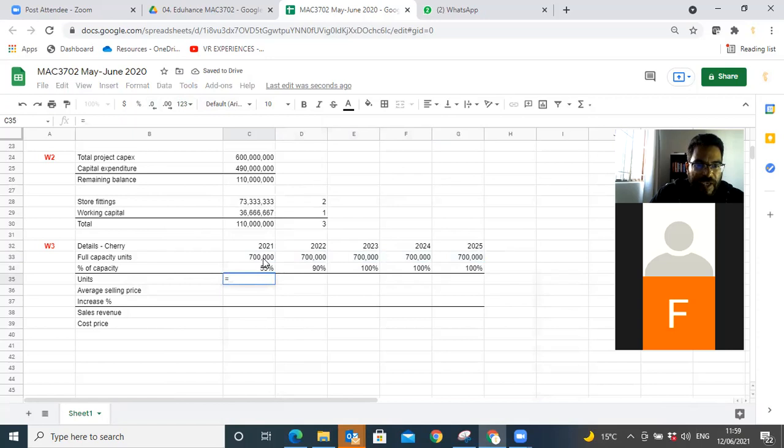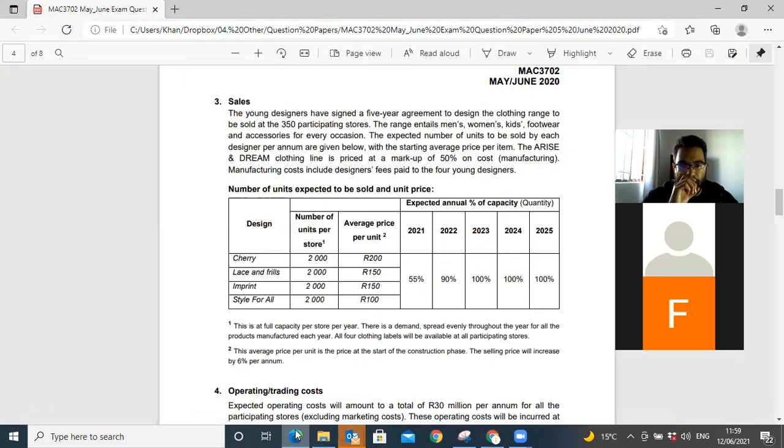Okay, so we get the number of units. So there's a number of units. Now I'm going to get the average selling price. If you look at point number 2, they said the average price per unit is the price at the start of the construction phase. The selling price will increase by 6% per annum.